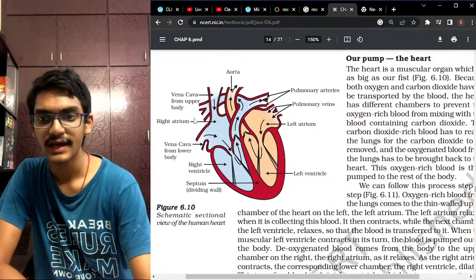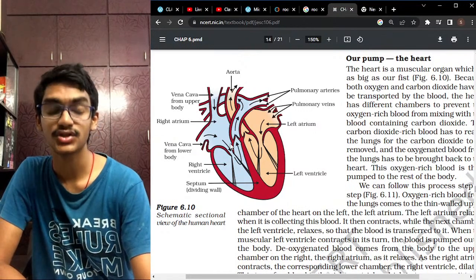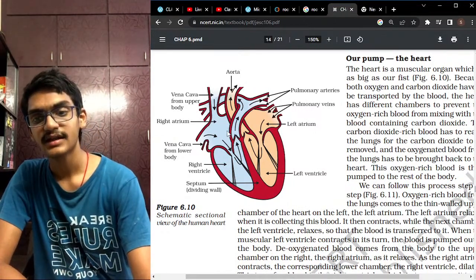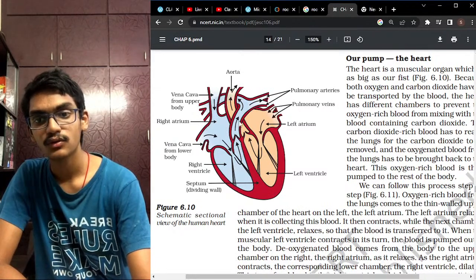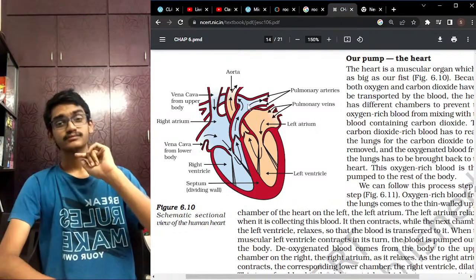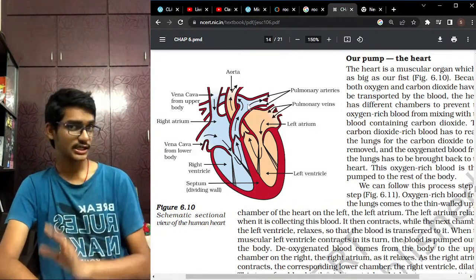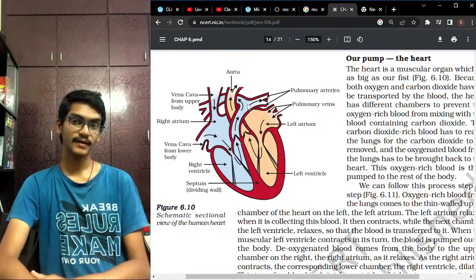From the inferior vena cava and superior vena cava, the blood will enter the right atrium. After entering the right atrium, it will go to the right ventricle, and from the right ventricle it will go to the pulmonary artery. Here the blood is all deoxygenated blood only. It is not carrying oxygenated blood, which you have to keep in mind.